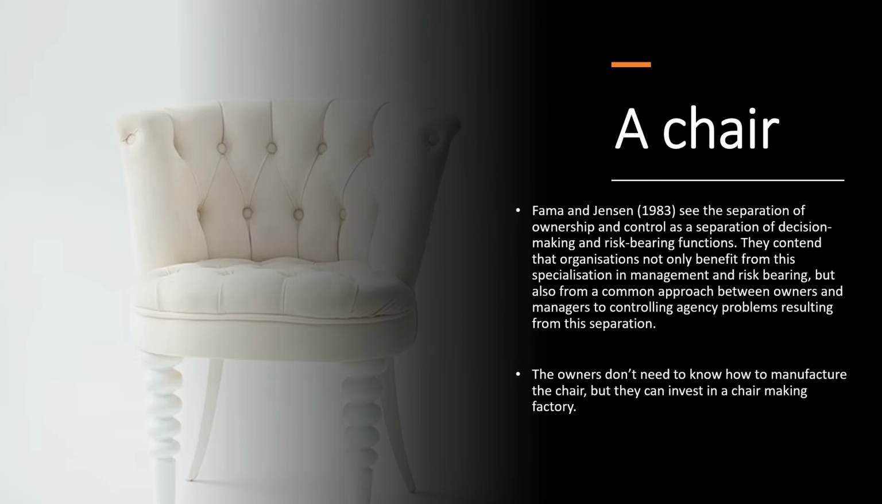We spoke about the chair earlier, and I love the chair example because it really demonstrates the importance of specialization. Fama and Jensen see the separation of ownership and control as a separation of decision-making and risk-bearing functions. They contend that organizations not only benefit from the specialization in management and risk-bearing, but also from a common approach between the managers and the owners to controlling agency problems resulting from this separation. And that's really what corporate governance does. It tries to align the interests of the owners and the managers.